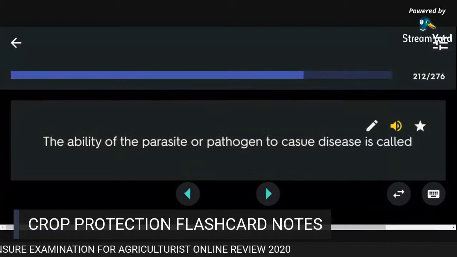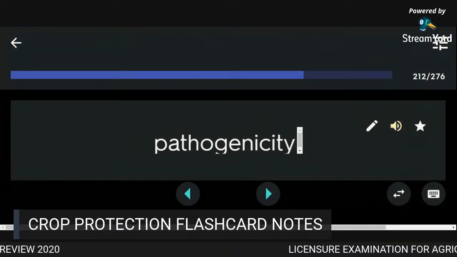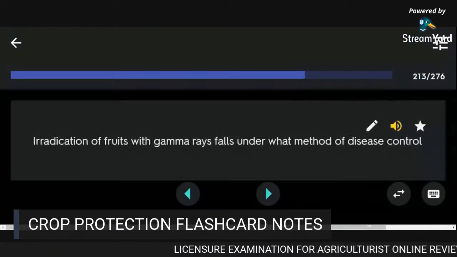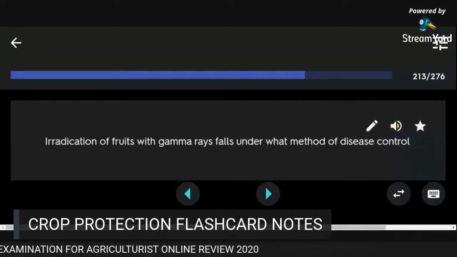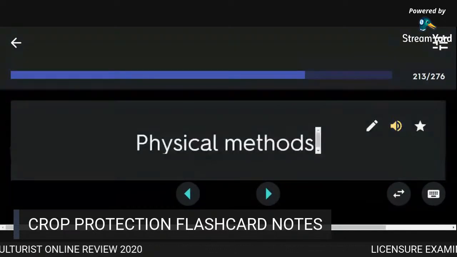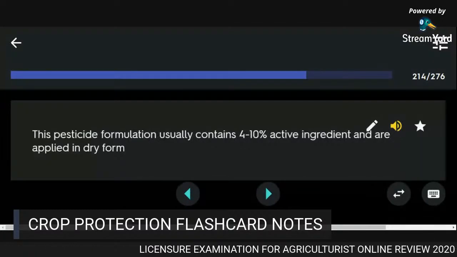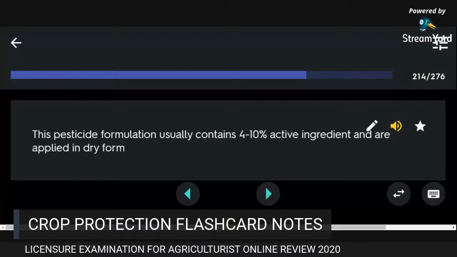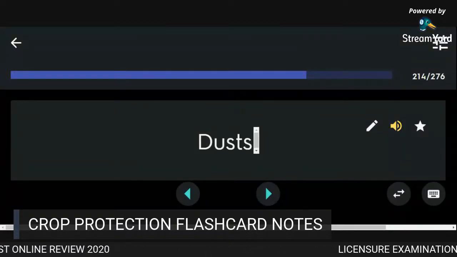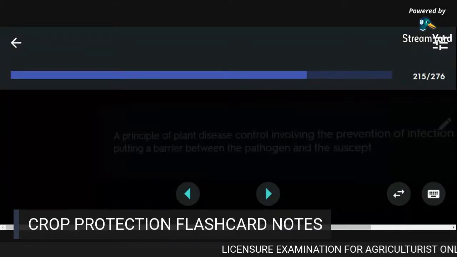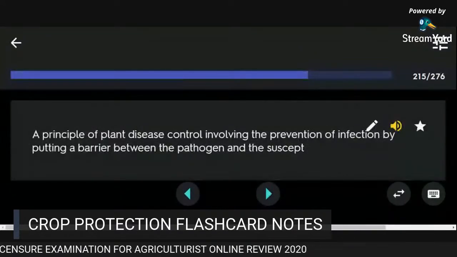The ability of the parasite or pathogen to cause disease is called pathogenicity. Eradication of fruits with gamma rays falls under what method of disease control? Physical methods. This pesticide formulation usually contains 4 to 10% active ingredient and is applied in dry form. Dusts. A principle of plant disease control involving the prevention of infection by putting a barrier between the pathogen and the suscept.